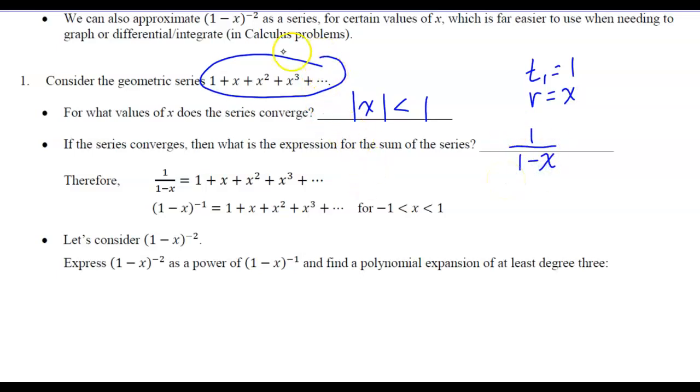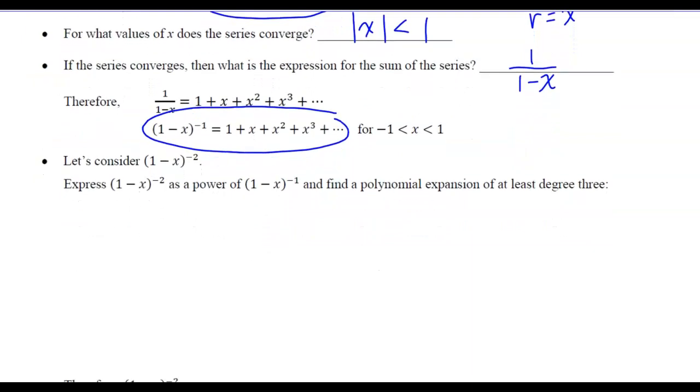So that geometric series is the polynomial expansion of 1 over 1 minus x. And so 1 over 1 minus x is the same as 1 minus x raised to the negative 1. Okay, so we've already looked at that last week. So now let's use that to consider 1 minus x to the negative 2. We're going to show that as a power. So 1 minus x to the negative 2 is the same as 1 minus x to the negative 1 raised to the exponent 2.